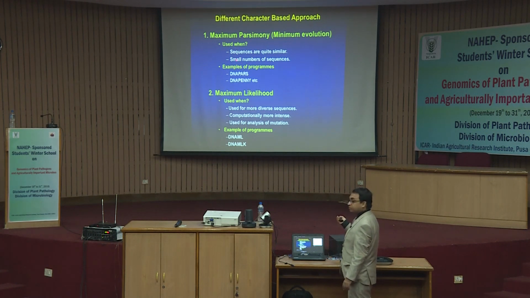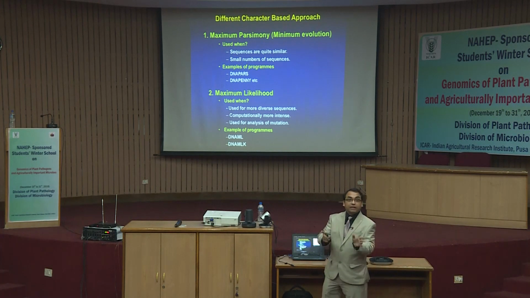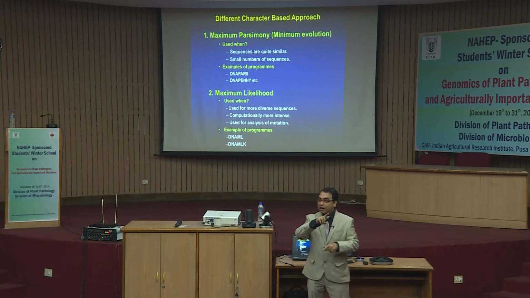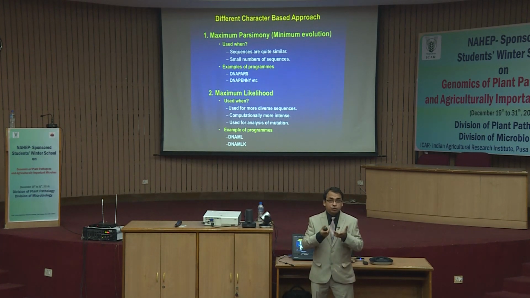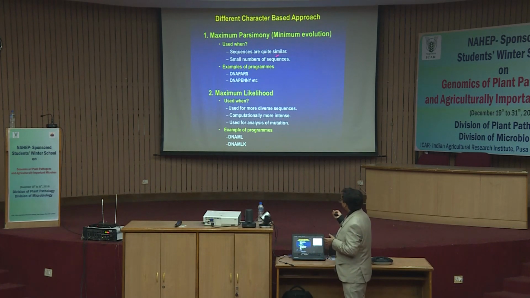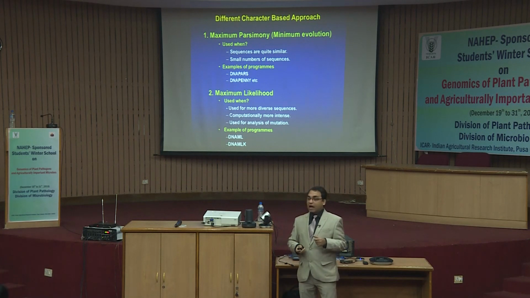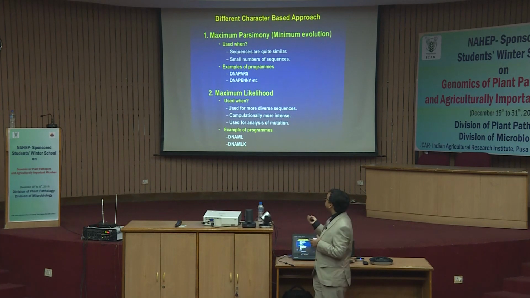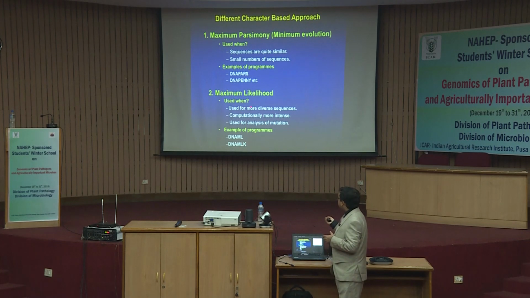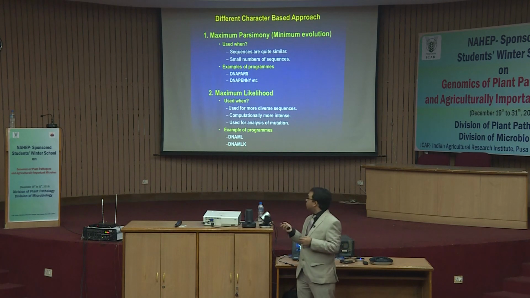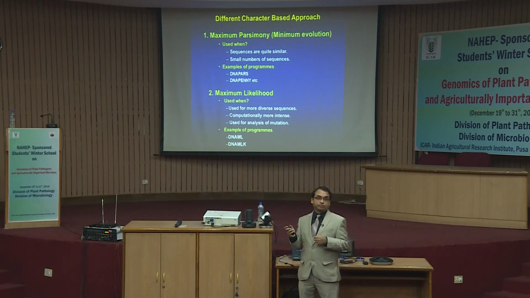When we use maximum parsimony, again the software will not tell you what you have to choose. In the software you will have the maximum parsimony approach and the maximum likelihood approach, and you have to tell the software which you want. Now, if your sequences are quite similar, different strains or isolates of a particular pathogen, and if you have a relatively small number of sequences, then you use the maximum parsimony method. If your sequences are much more diverse, then you do the maximum likelihood method.